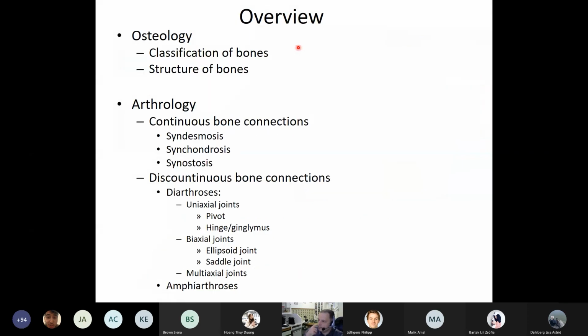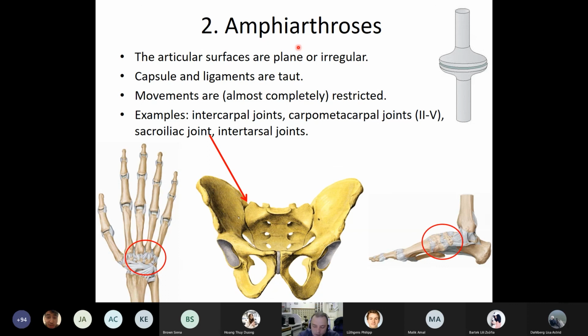And finally, because the time is almost over already, I have one single slide about the amphiarthrosis. This means that you have basically flat or irregular surfaces which fit more or less with each other, but if they are rough and they are flat, they won't allow you that big movements. You have a normal capsule, you have very strong ligaments, but they do not allow movements. Any movements or only very restricted movements are allowed. And I listed here some examples.